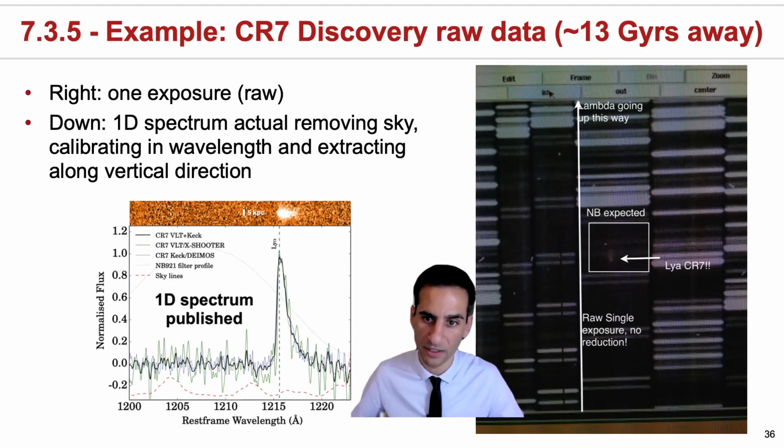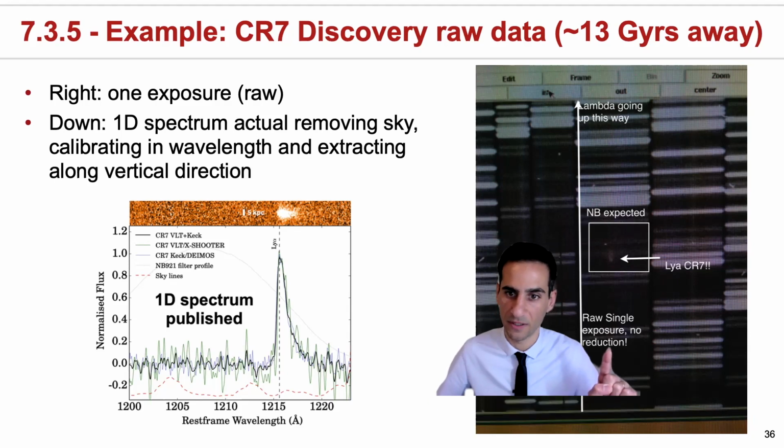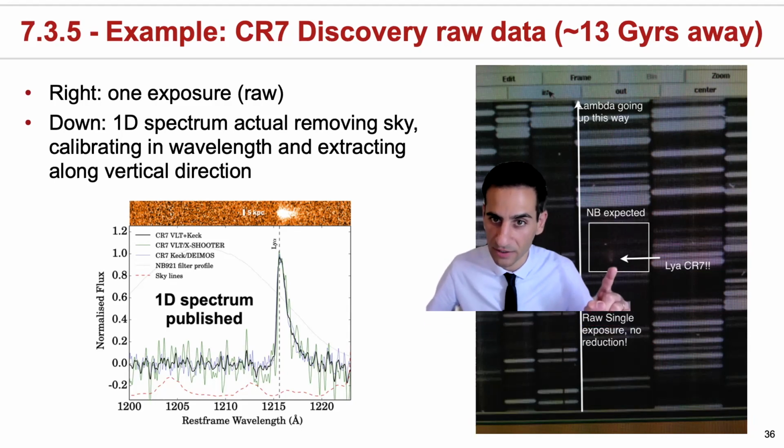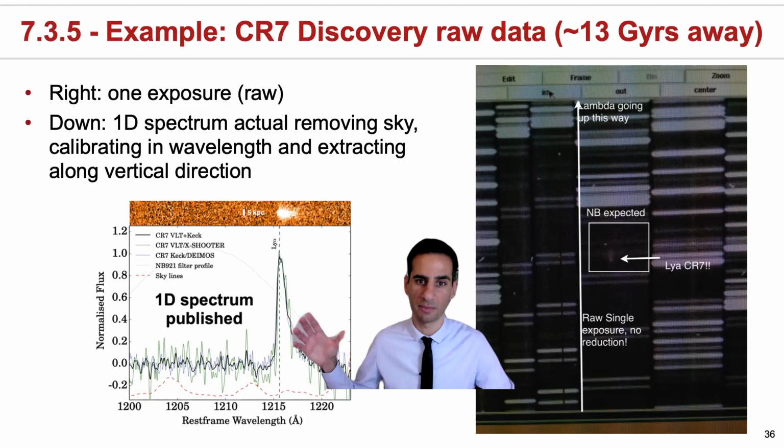Typically, spectra will be calibrated in terms of wavelength, and in this case, it means calibrating the Y pixels in terms of what they mean in wavelength, and also calibrating these counts in terms of flux density so that we can actually plot it here.